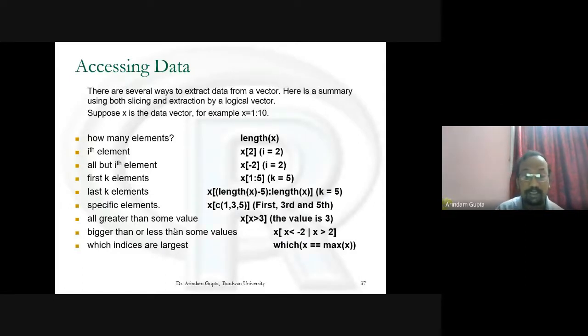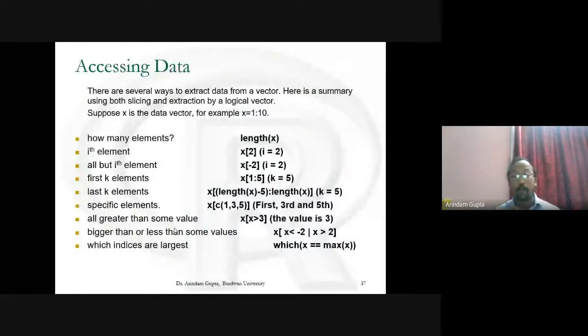Specific elements, not only consecutive elements. Suppose we need the first, third, and fifth. Then we write x[c(1,3,5)], and we get the first, third, and fifth elements of x. Suppose we need all elements greater than some value, maybe the value is 3. Then just type x[x>3].